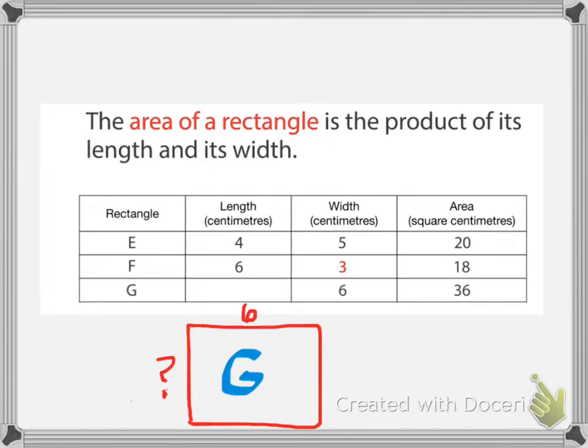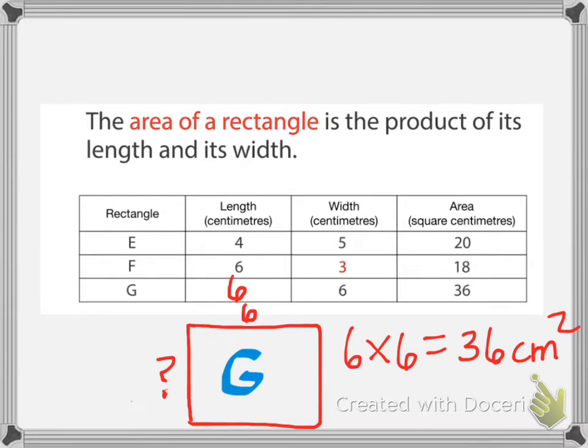Let's try another example. In rectangle G, we can see that one side length, the width, is 6, and our area is 36 square centimeters, but we don't know the length. Again, we can skip count by 6s until we reach 36 to figure it out, or if you know your multiplication facts, you can ask yourself, what times 6 gives me 36? And if you know the answer to that, the answer is 6. 6 times 6 is 36, and you can write it as a fact. 6 times 6 is 36 centimeters squared.